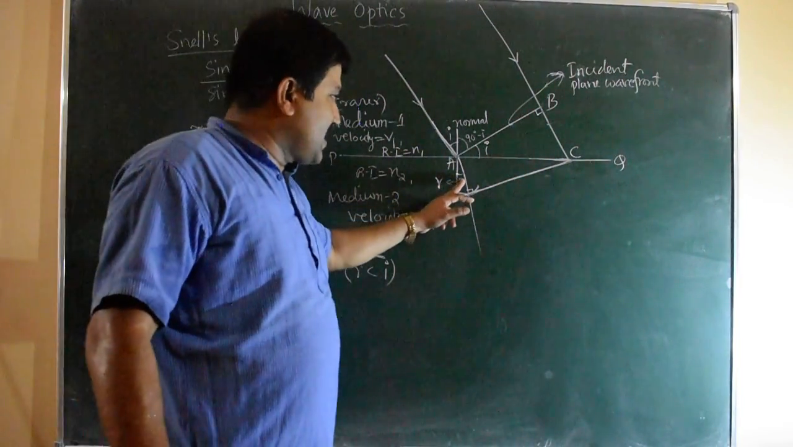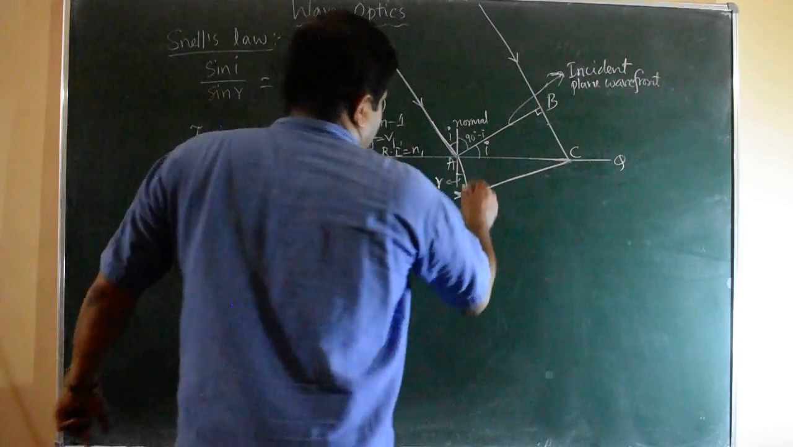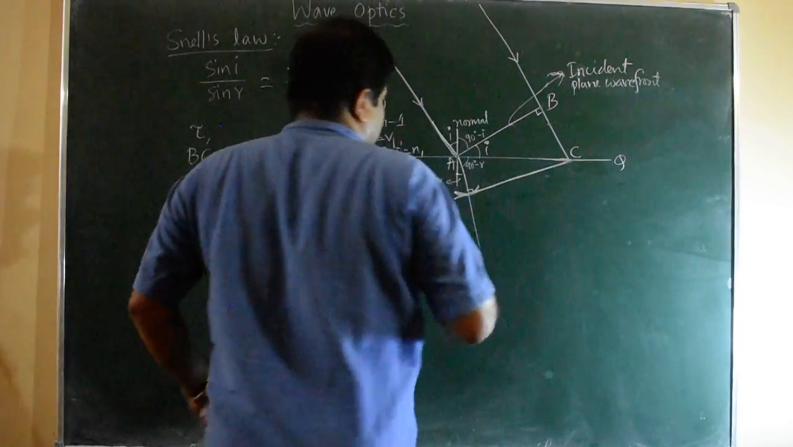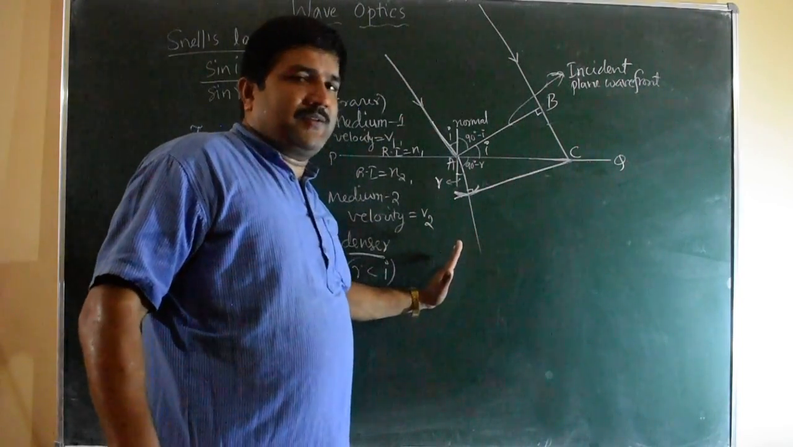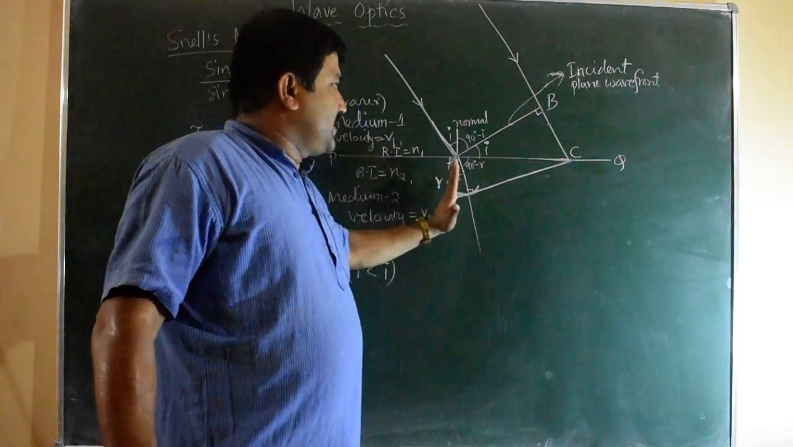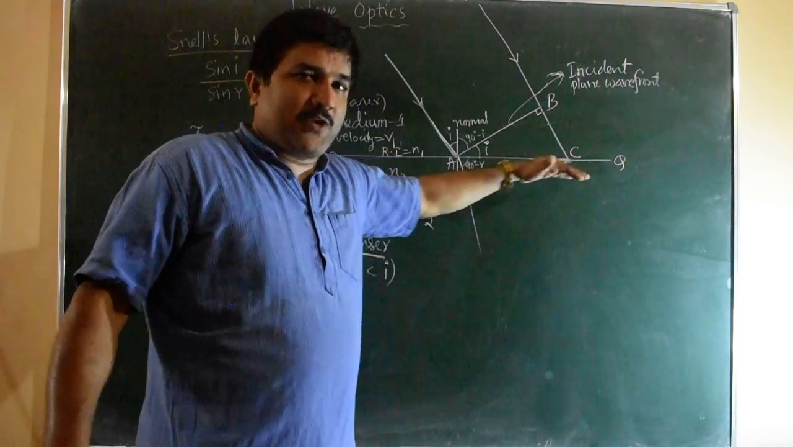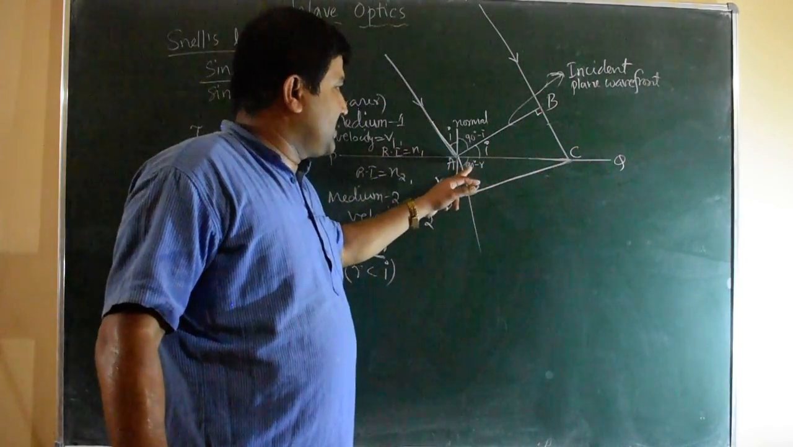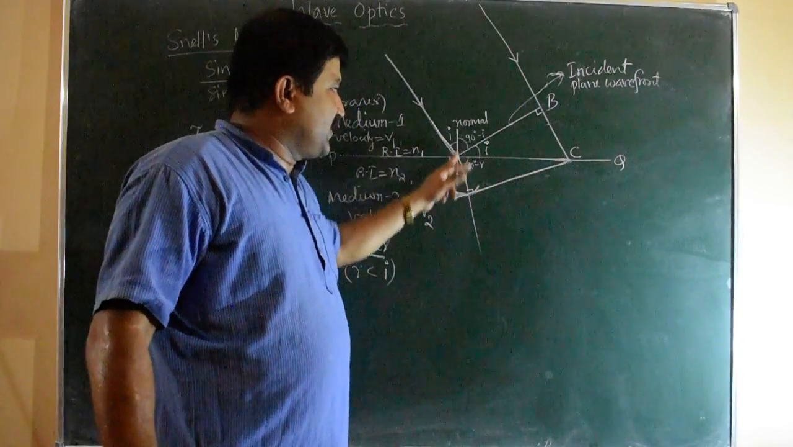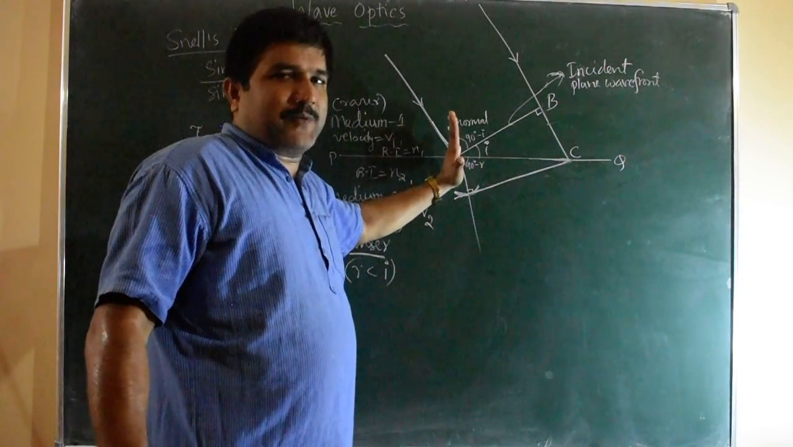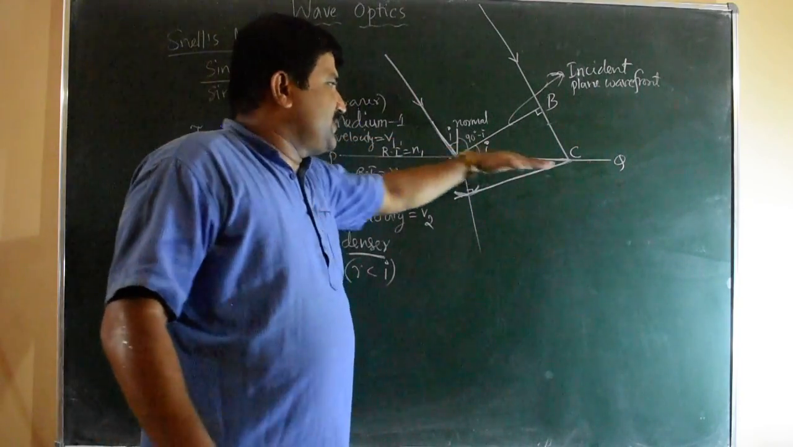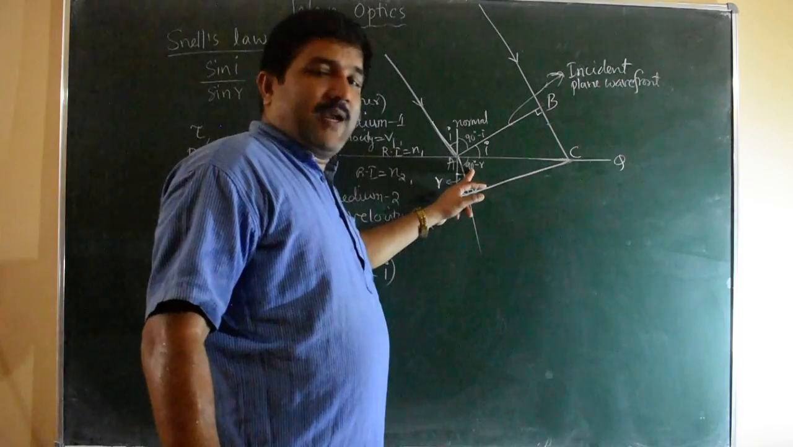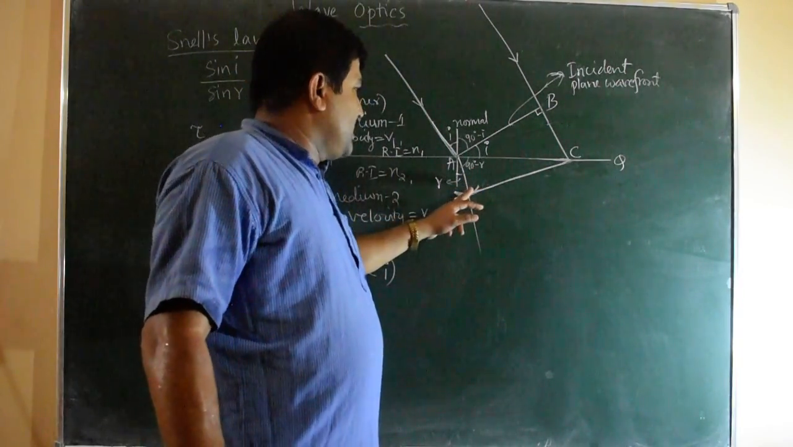Now if this is R, this angle will be 90 minus R. Again the same idea: if it is a normal line, a straight line that is perpendicular to the surface PQ, and this angle is R, the angle of refraction, then the remaining angle out of 90 degrees is 90 degrees minus R, because the normal is always perpendicular to the surface.